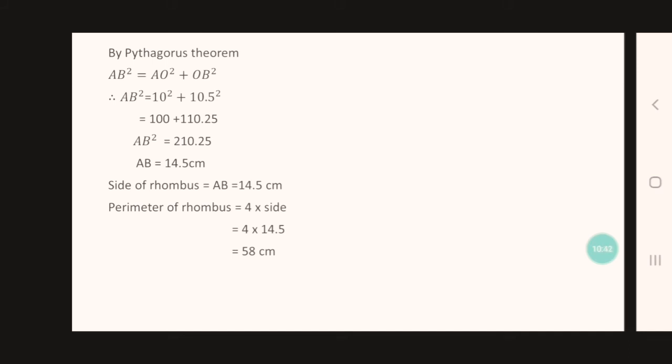Now AB square is 210.25. So what will be AB? AB will be equal to 14.5 centimeter. Sides of rhombus are 14.5 centimeter. What will be the perimeter?